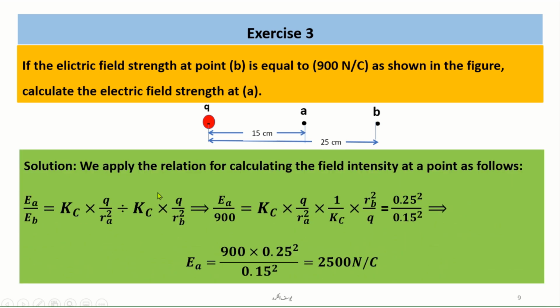Here, apply the relation for calculating the field intensity at the point as follows: EA upon EB. We explained that before. We delete the constants Kc and Kc, Q and Q. That leads to 0.25 squared upon 1.5 squared. That means EA equals 2500 Newton per coulomb. Okay.